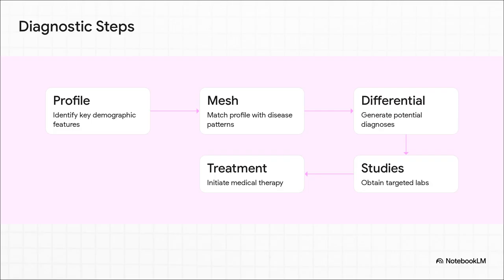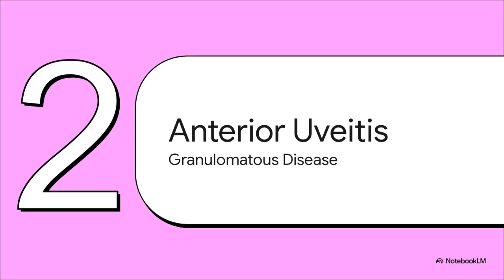Say you have a 40-year-old Middle Eastern woman presenting with tinnitus and panuveitis. That triggers a very specific profile. You should immediately be thinking of Vogt-Koyanagi-Harada syndrome or Behçet's disease. Now compare that to a 20-year-old male with lower back pain and acute anterior uveitis, which strongly points toward an HLA-B27 spondyloarthropathy. See the difference? Profiling literally guides your entire diagnostic workup. Moving right along to Section 2, Anterior Uveitis and Granulomatous Disease, the front of the eye.